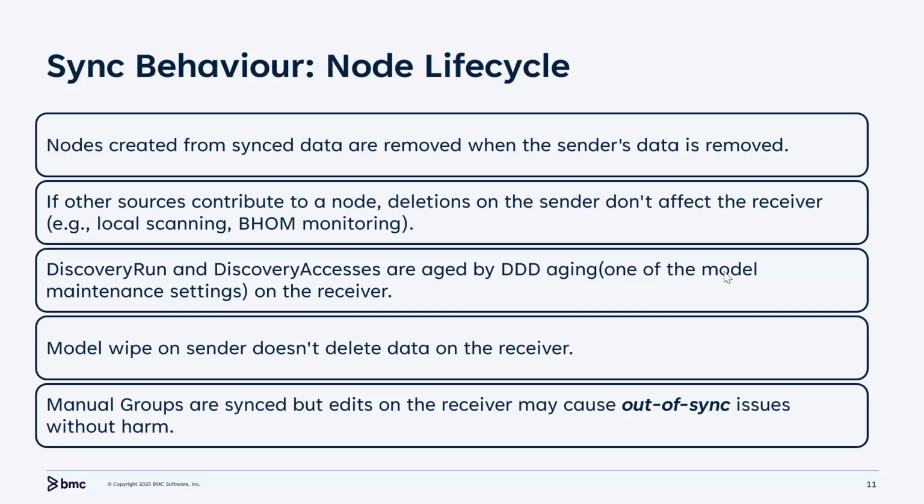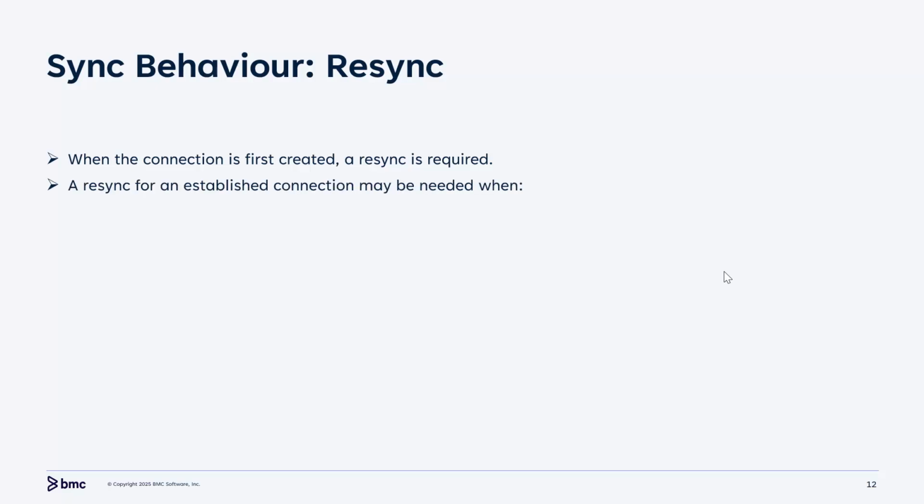Let's talk about the next sync behavior, which is resync. Let's quickly understand in what scenario you might need to perform a resync from the sender side. The first scenario, which is something we saw during the demo, is when you are creating the connection for the very first time, the sender will prompt you to run a resync. For an already established connection, there are two possibilities in which you need to run the resync. The first one is, let's say you restore the backup on either the sender or receiver. In that case also you need to run a resync, or the sender tells you specifically to run a resync because it thinks that it is out of sync with the receiver.